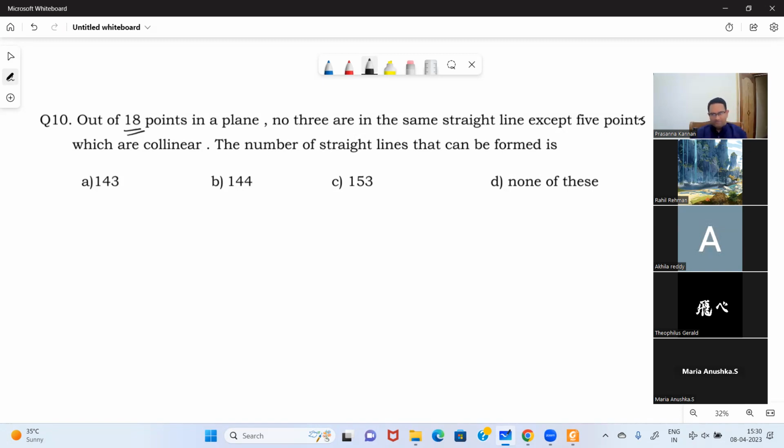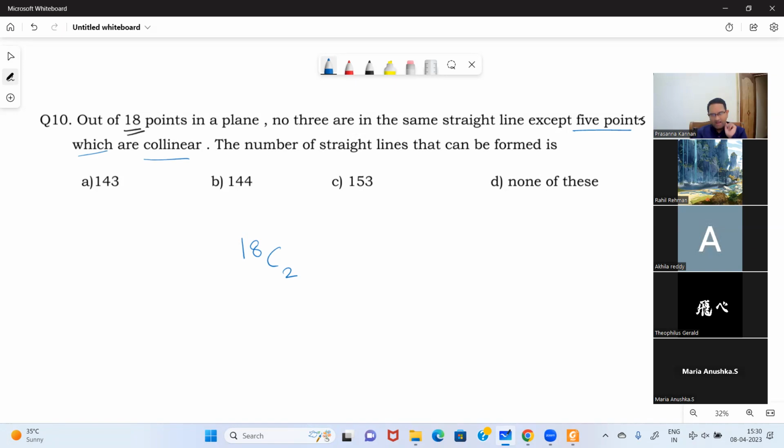Now for forming a straight line, how many points do you need? 2 points are enough, correct? So how many different ways can I select 2 points from 18 points? Accordingly, I'll get different lines, correct? So the answer will be 18C2 if no 3 points are collinear. But here, how many points are collinear? 5 points are collinear.